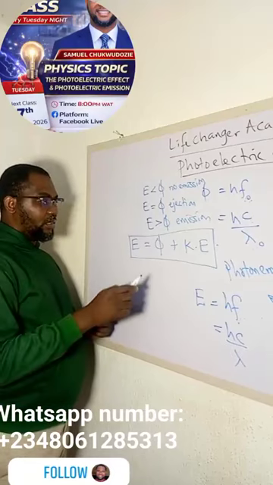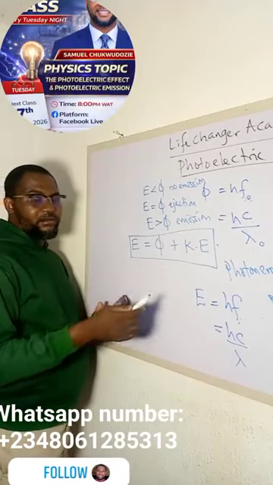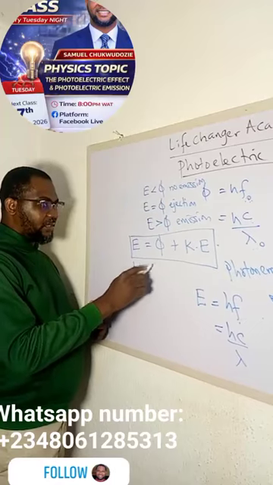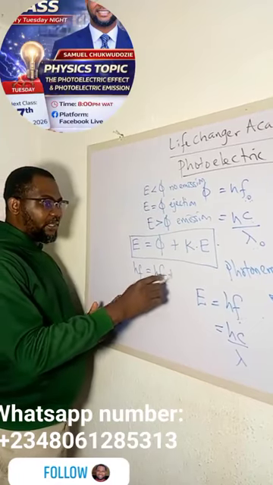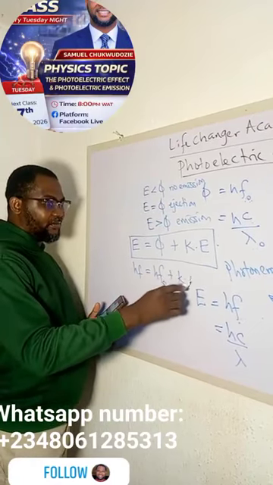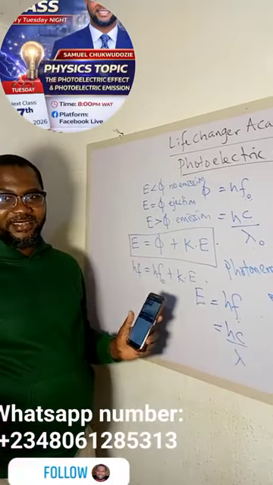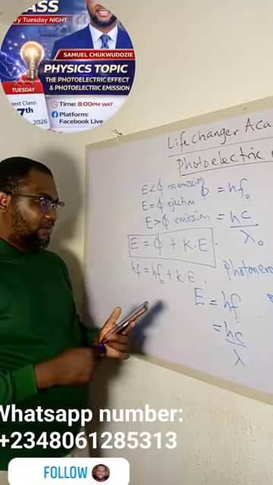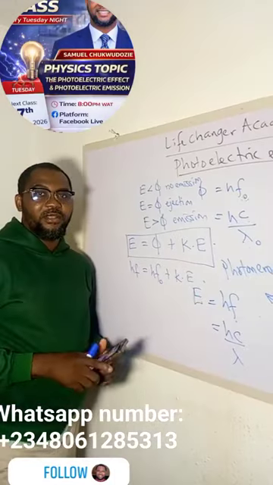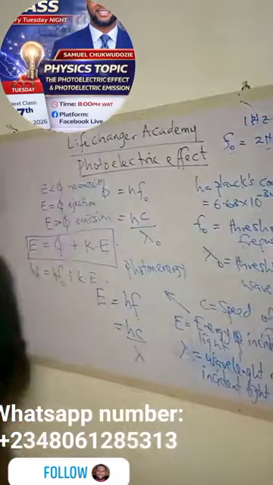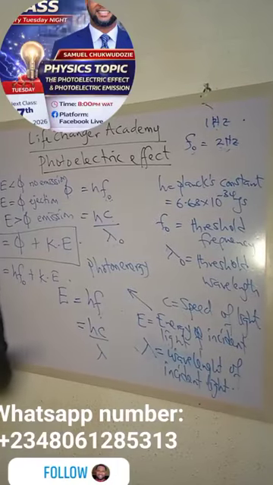So if you like, you can substitute their formulas. You can say HF is equal to HF naught, plus kinetic energy. I hope that makes sense. Okay. So I want to talk a little more, but let me allow you write this, process this. If you have any question, I will be waiting.